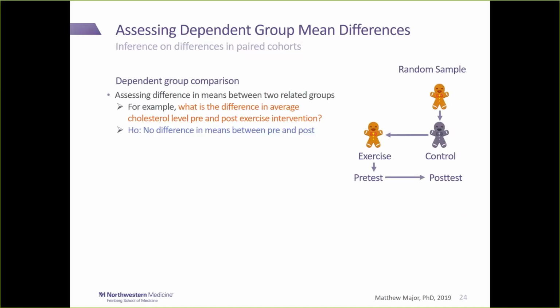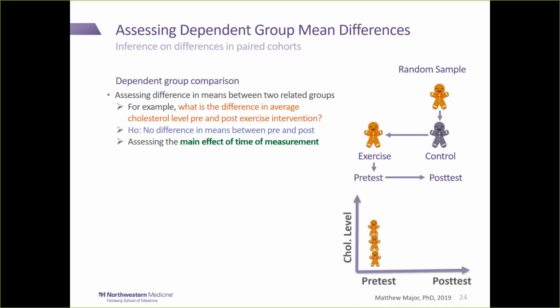In this case, our null hypothesis is that there's no difference in means between pre and post. What we're trying to do is assess the main effect of time of measurement. It's time because it is pre and then it is post the intervention. So in this case, the data might look something like this. You have the individual measured at pre-test, and then they're tested again or measured in the post-test. You can see they're moving in various directions, so we need to account for this because they are paired.